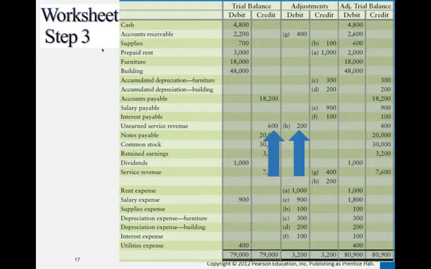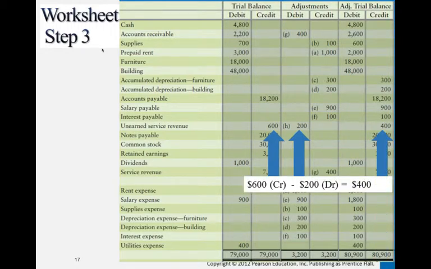What does that mean? Liability is being reduced, right? So $200, the unearned service revenue represents the cash you collected in advance, but you haven't provided service. And now we did provide a third of the service that's worth $200. So then at the end, we have a final adjusted balance, $400, meaning we still owe the client $400 worth of service. But it's no longer $600 because we had provided part of that already.